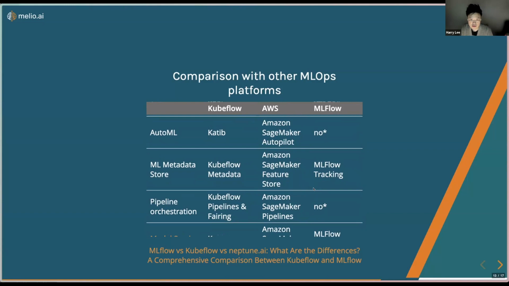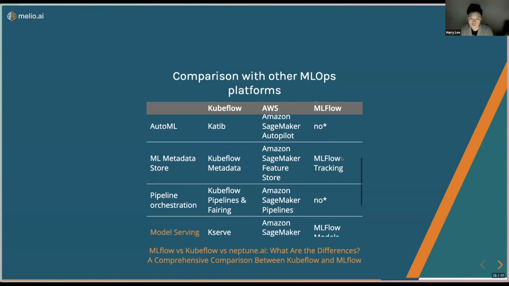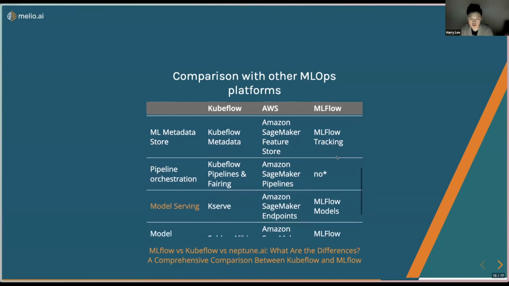From an AutoML perspective, with Kubeflow, we just saw that there is neural architecture search, as well as hyperparameter tuning through Katib. On AWS, you've got Amazon SageMaker Autopilot for the AutoML stuff, and MLflow, again, doesn't have it. But again, it's not opinionated, so you can use whatever AutoML framework that you choose. I don't know if you can use Katib with MLflow.